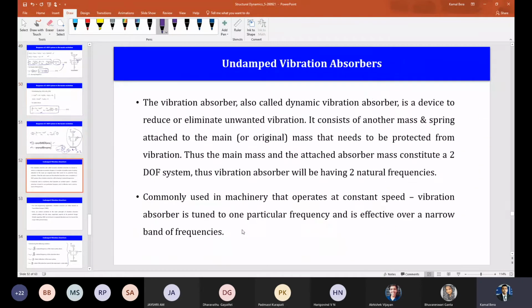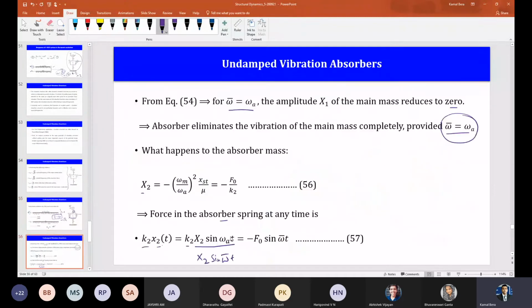So that means k2 small x2 equals k2 capital X2 sine omega bar t, but now omega bar is omega A, right? That is the condition that needs to be satisfied to eliminate the motion of the main mass. So then I substitute omega A here. Now from using equation 56, I obtain that k2 X2 is nothing but minus f naught. So that I have substituted here, so I have got this.